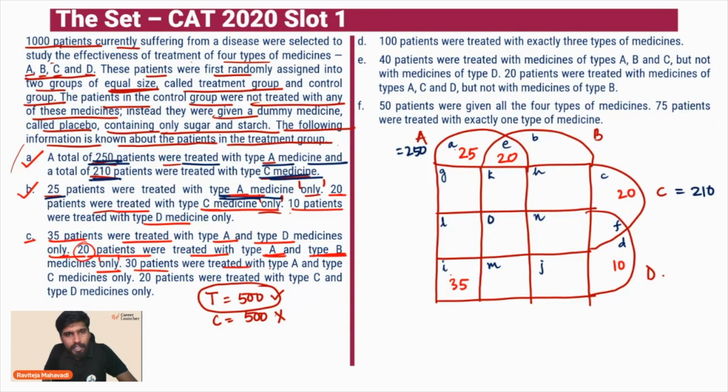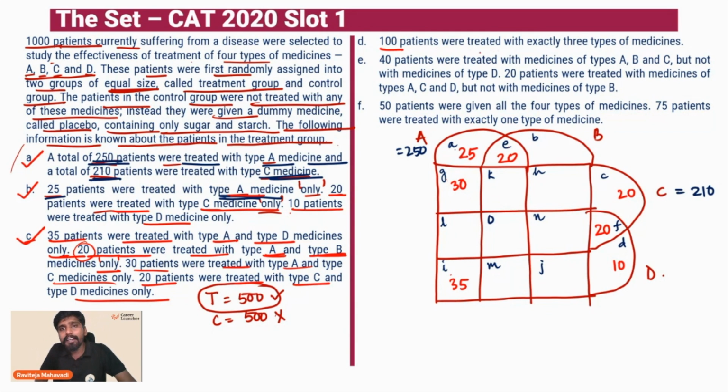30 patients were treated with A and C only. The intersection of A and C only is G. G is 30. 20 patients were treated with type C and type D medicines only. So this is again 20. Area F corresponds to a value of 20. So I have completely made use of point C as well.